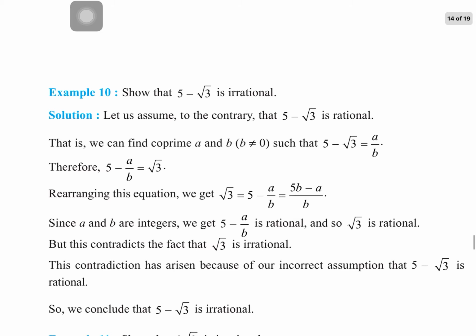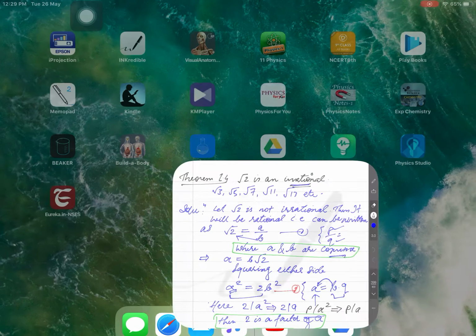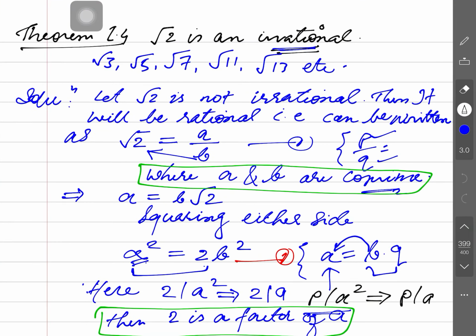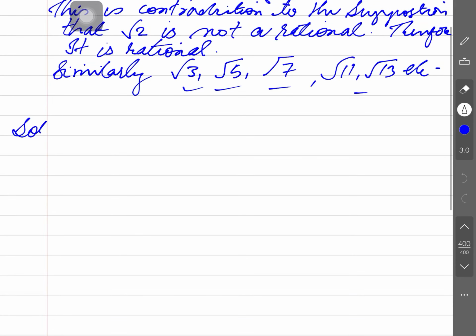Similarly, 5 minus root 3 is irrational. How will we prove this? It's very simple. Before starting that, look at this solution number. This is a question. We have to prove that 5 minus root 3 is an irrational number.